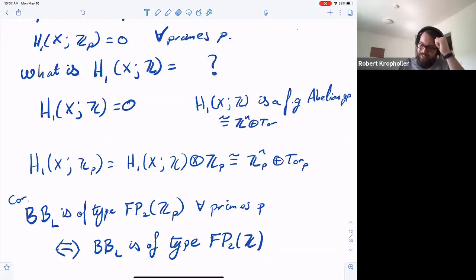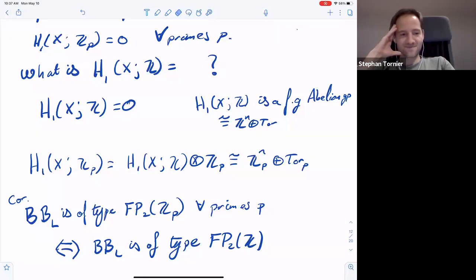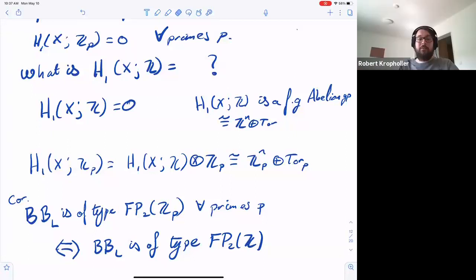Yeah, exactly. So with the Bestvina and Brady groups, you actually know that once you have this result for all primes P, you have it over Z. And then, right, this implies FP2 over R for all rings R. So once you know it over all primes P, you know it over, in fact, all rings. And you might see this, or at least I saw this, and I thought, well, perhaps this is true more generally.